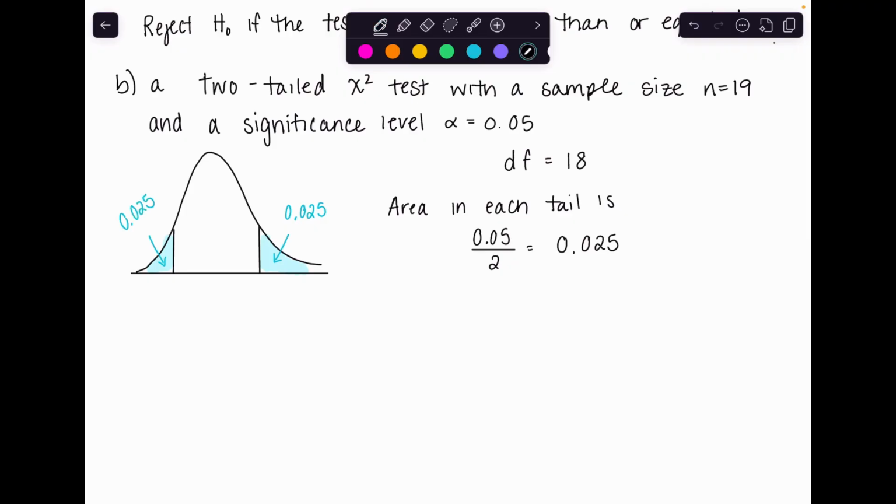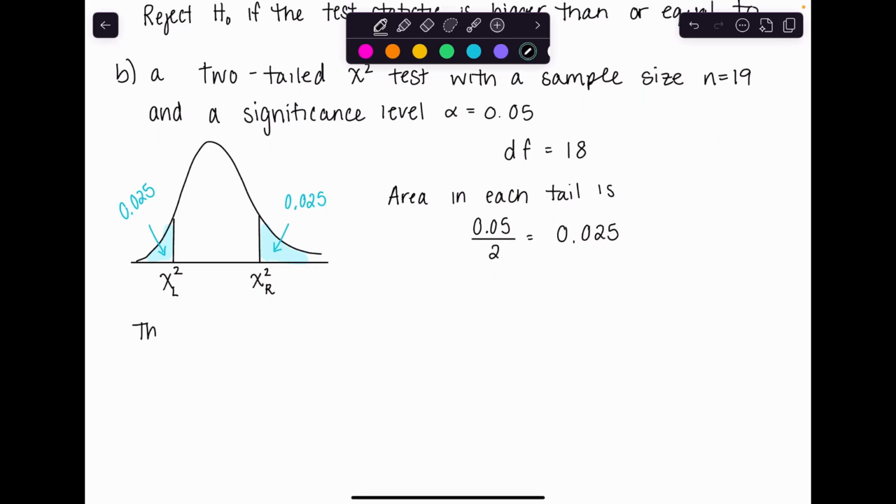So again, these are not going to be symmetric, so I'm going to have two different chi-squared values. This one is our left critical value, and this one is our right. So starting with using the table to find this one, I know the area to the left of this critical number, but my table gives me the area to the right.